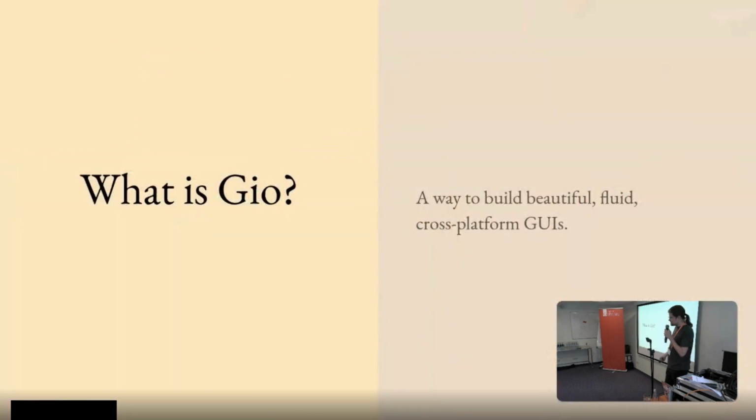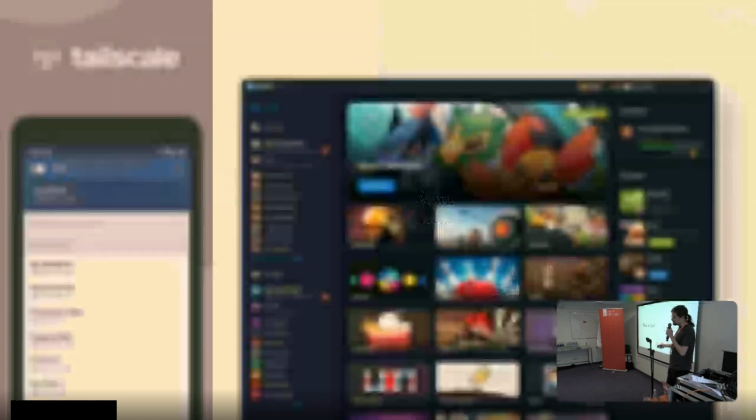So what is it? What are we here to talk about? It's a way to build fluid and beautiful interfaces that are going to run basically anywhere. And we're doing that in Go for a number of reasons. So let's look at some examples of things built with Go.